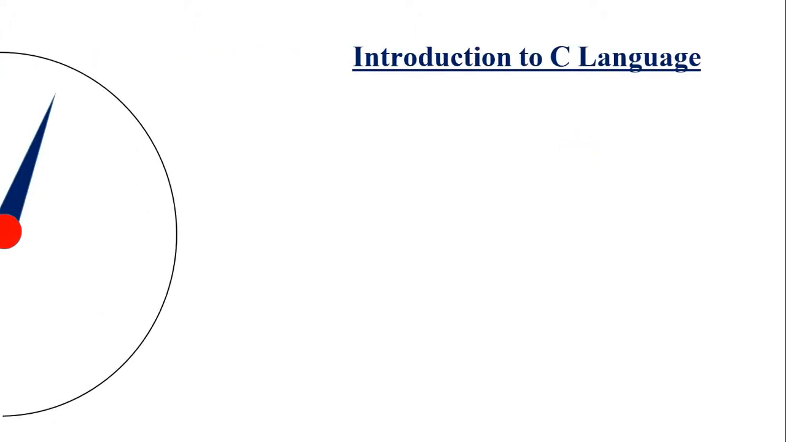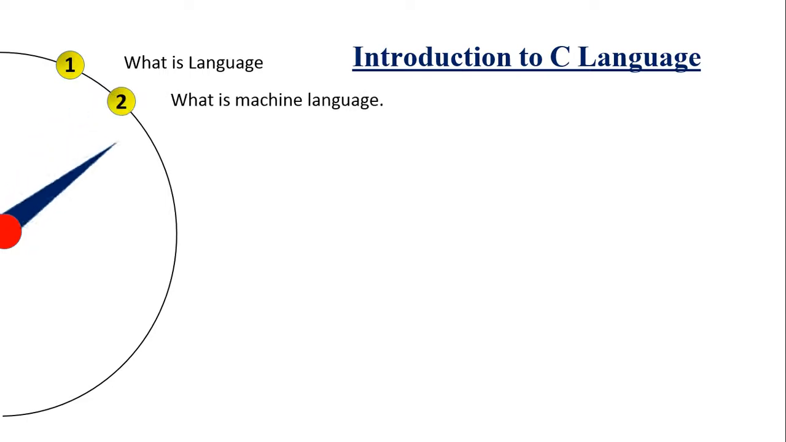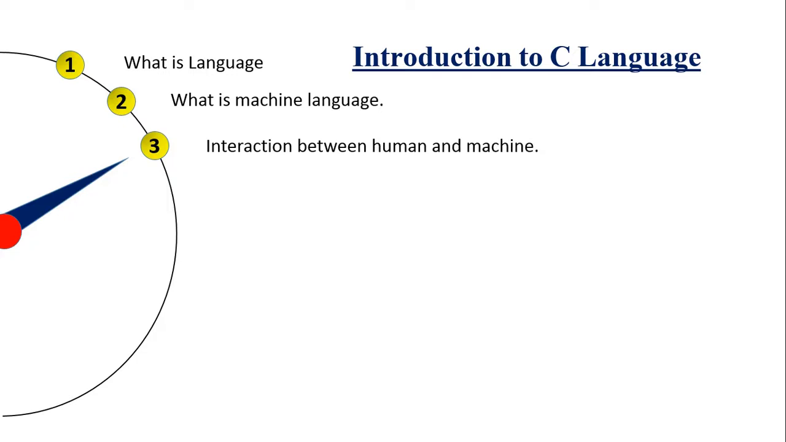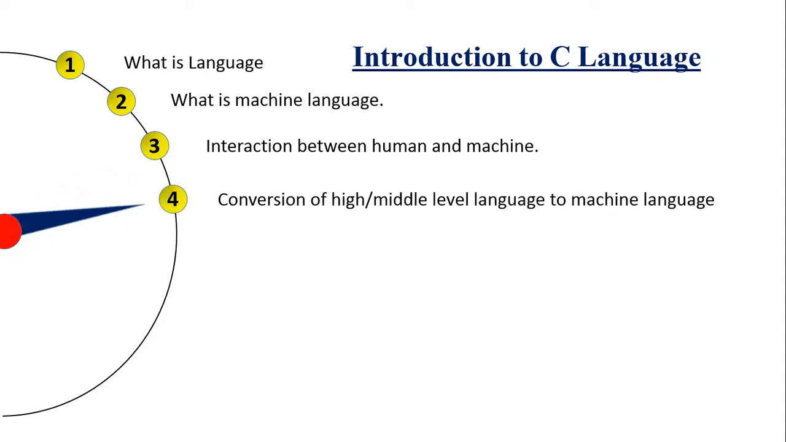So today we are going to discuss the introduction to C language. This is the first chapter and we are going to cover the following topics. We will discuss what is language and what is machine language, how we interact with the machine, and how our language gets converted into the machine language.